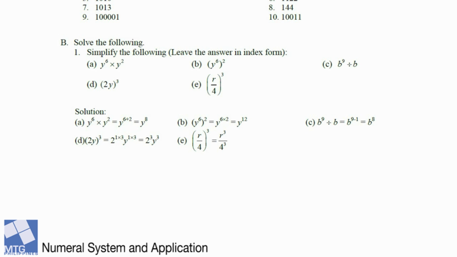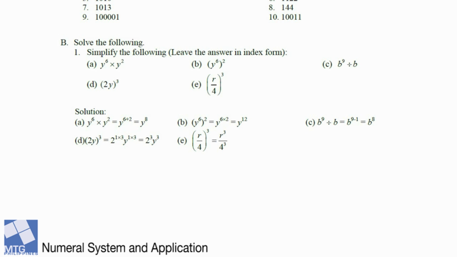For part B, we have y raised to 6 raised to 2. This is an application of the power rule. So, this is the same as y raised to 6 times 2, or simply y raised to 12. For part C, we have b raised to 9 divided by b. Well, you have to recall that if we only have the factor b, it's considered that it is raised to 1. Thus, an application of the quotient rule. Therefore, this is b raised to 9 minus 1, simply b raised to 8.